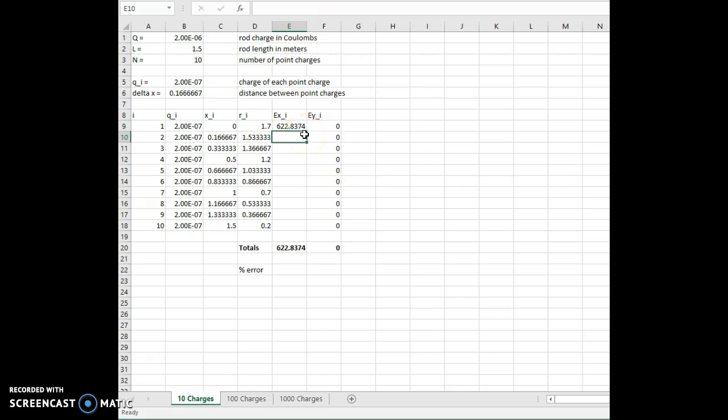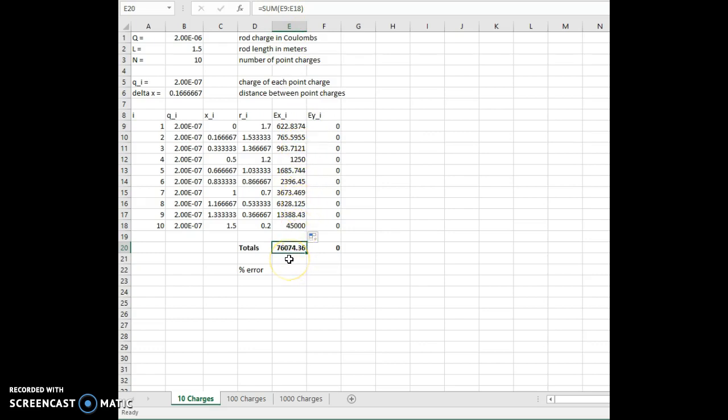So 622.8374 newtons per coulomb is the electric field at point P due to this one point charge. Let's calculate that for each of the individual point charges. So here each time we're updating the distance away. Each point charge is a different distance. And then the integral should just be representing the sum, adding up all of these little contributions. So here in my total category, I'm just summing up these 10 contributions.